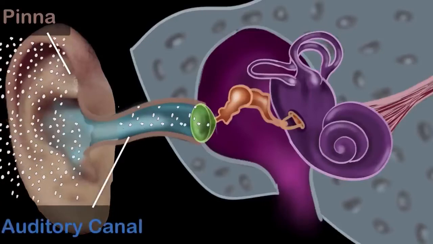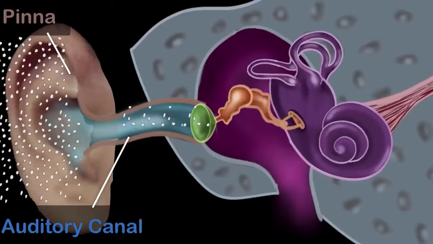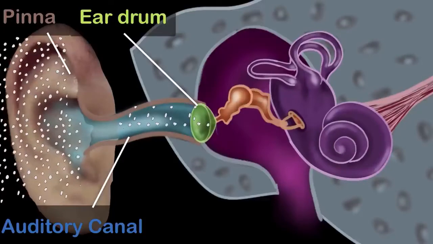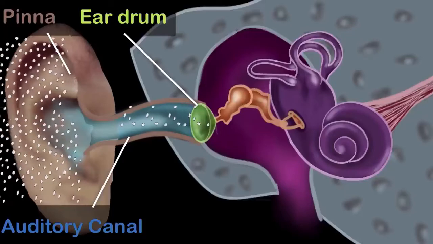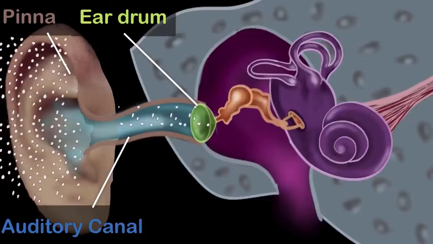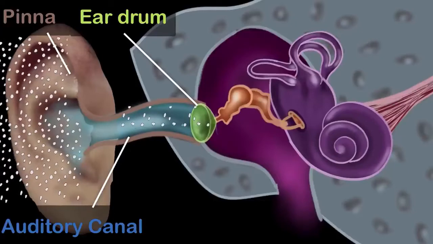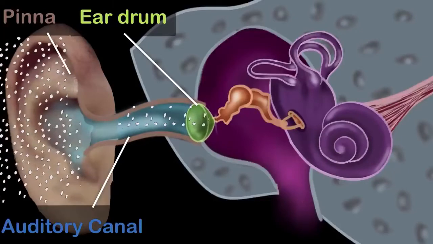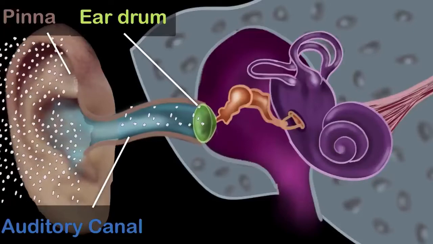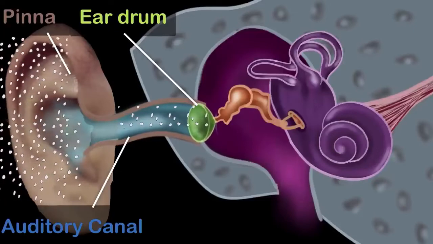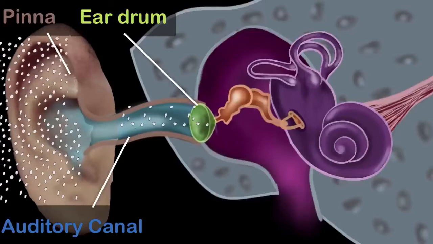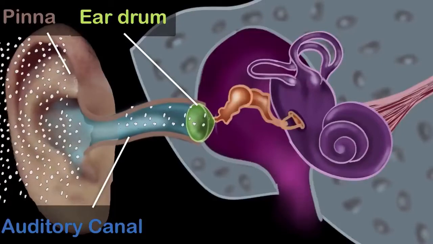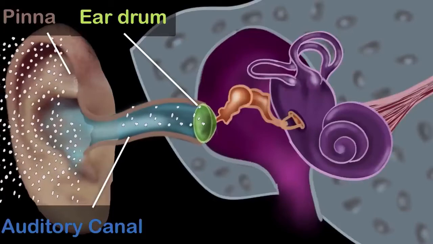The sound waves pass through the auditory canal and eventually meet the eardrum, which is shown in green over here. The eardrum is a transparent membrane which is super sensitive to the vibrations of the air. And so as the air vibrates, even the eardrum starts vibrating, just like the skin of a drum. And as you can see, the eardrum also separates the outer ear from the middle ear. This brings us to the middle ear.